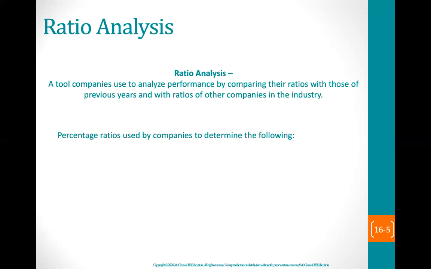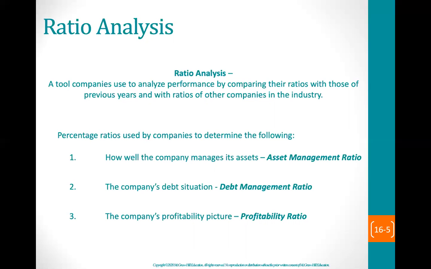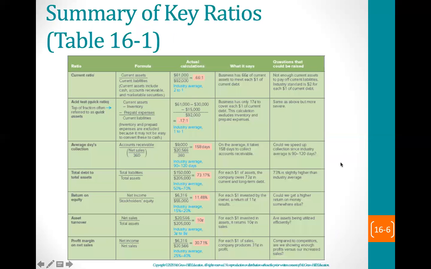Percentage ratios are used by companies to determine the following: how well the company manages its assets, these are asset management ratios; the company's debt situation, debt management ratios; and the company's profitability picture, profitability ratios. So here's a summary of the key ratios on page 430 in your book.